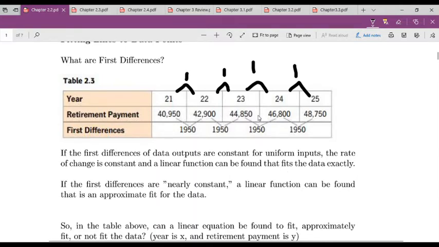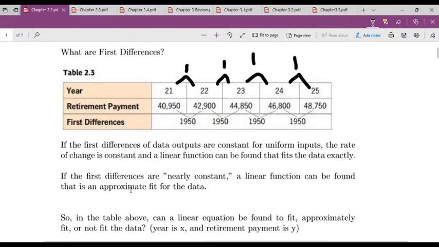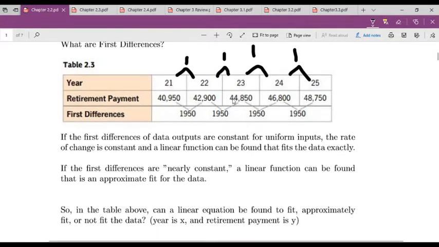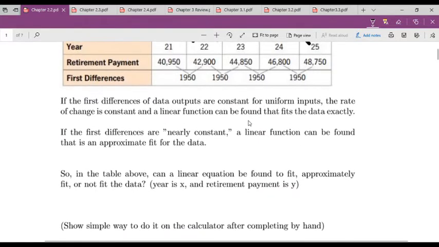It fits it perfectly. If the first differences are nearly constant, a linear function can be found to approximate the fit for the data. So even if it's not perfect here, say if this was 1950 and that was 1949 and this one was 1953 and that one was 1959, we wouldn't be able to find a perfect straight line to fit that, but we would be able to find a line to approximate it. So that's essentially what we do in this.